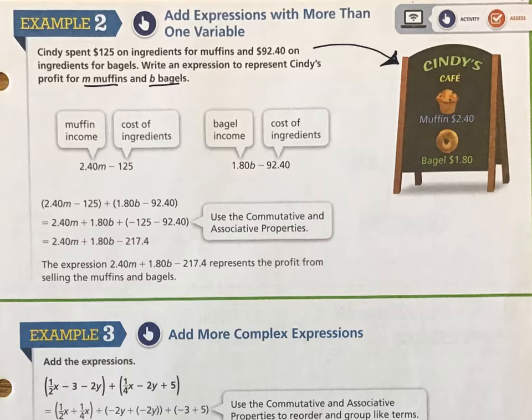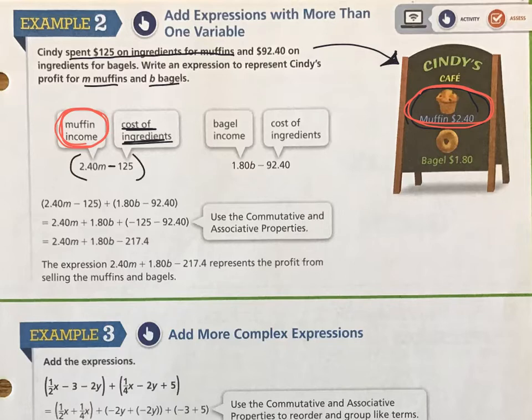First of all, what we know is that Cindy is selling each muffin for $2.40. So let me change my pen color there, make it easier to see. Good. All right, so $2.40 times M is the amount of money that she is earning for each muffin that she sells. However, it tells us in the problem that she spent $125 on ingredients for those muffins in order to make them. So we're going to subtract $125, which is the cost of those ingredients. So here's the first expression.